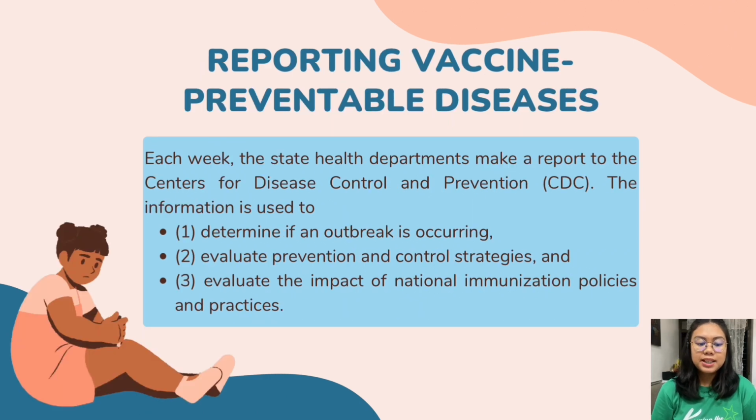Reporting vaccine preventable diseases: each week, the state health departments make a report to the Centers for Disease Control and Prevention, or the CDC. The information is used to determine if an outbreak is occurring, to evaluate prevention and control strategies, and to evaluate the impact of national immunization policies and practices.